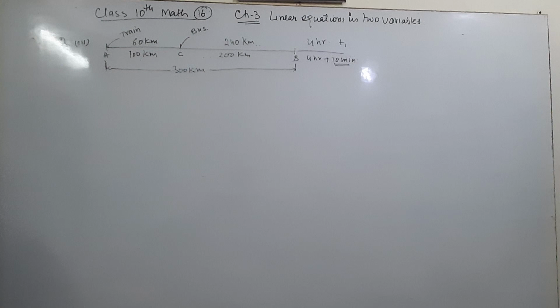It means we have to change minutes into hours, that is, divide by 60. Both are in hours. We have to add 4 plus 1 by 6, and this will be 25 upon 6. It means we have to write 25 upon 6. This is equation number second. In this way we can find out the values of x and y. Now you do it yourself and check your answer. And this chapter is complete.